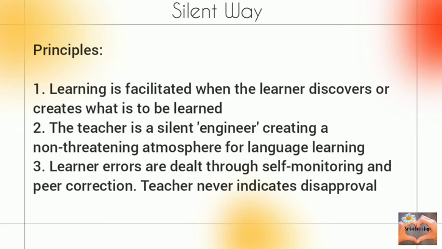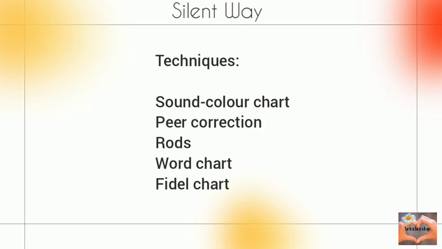Now, the principles are: learning is facilitated when the learner discovers or creates what is to be learned. Second, the teacher is a silent engineer creating a non-threatening atmosphere for language learning. Learner errors are dealt with through self-monitoring and peer correction, and the teacher never indicates disapproval. The techniques used in this method are sound color chart, peer correction, rods, word chart, fidel chart, etc.